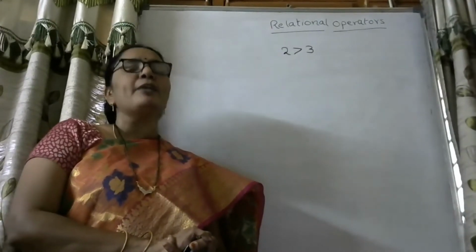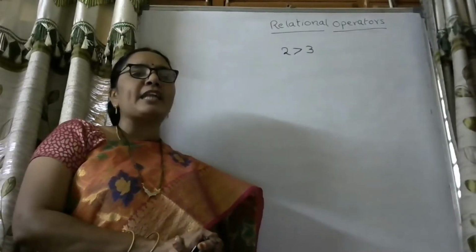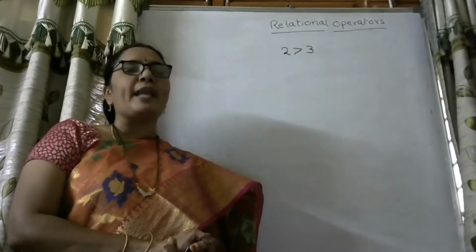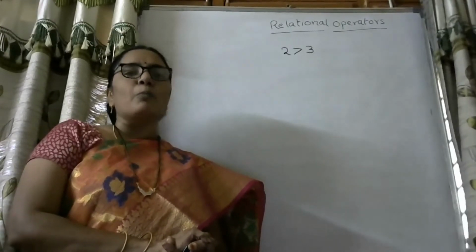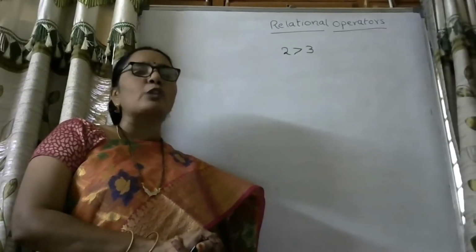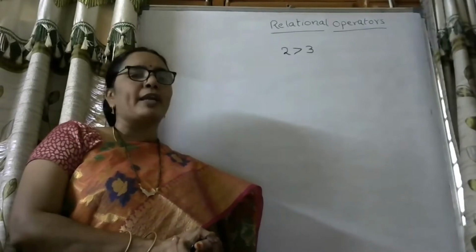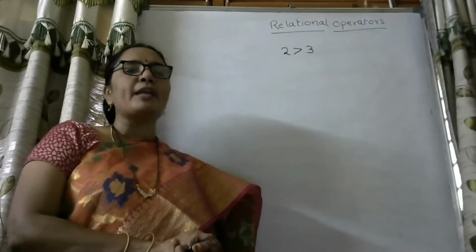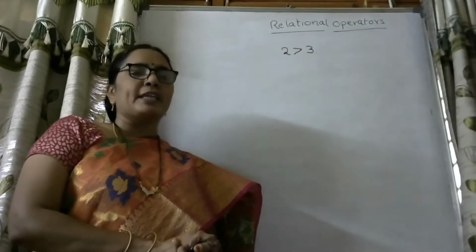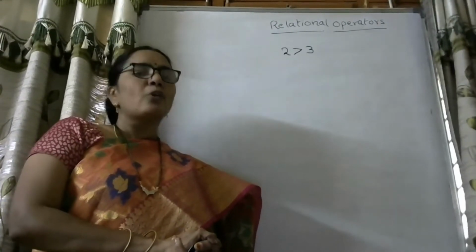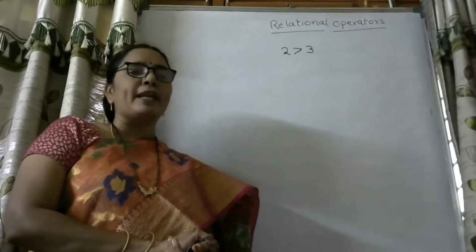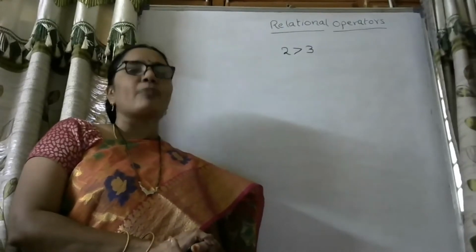Relational operator is an operator which takes the numerical values as the input and produces the Boolean result. These operators are also called as comparison operator. Why they are called as comparison operator? So when we use the relational operators, we are trying to compare the operands. So the relational operators are known as comparison operators.